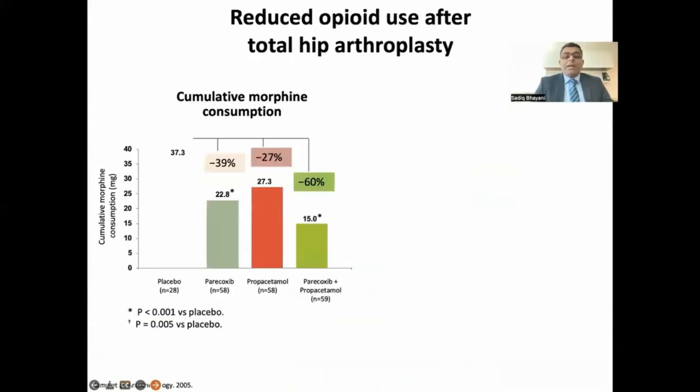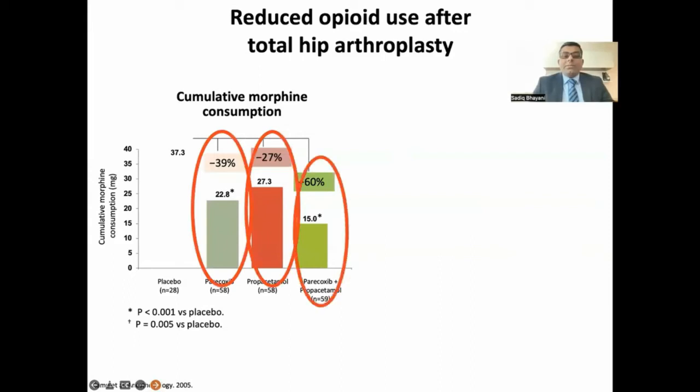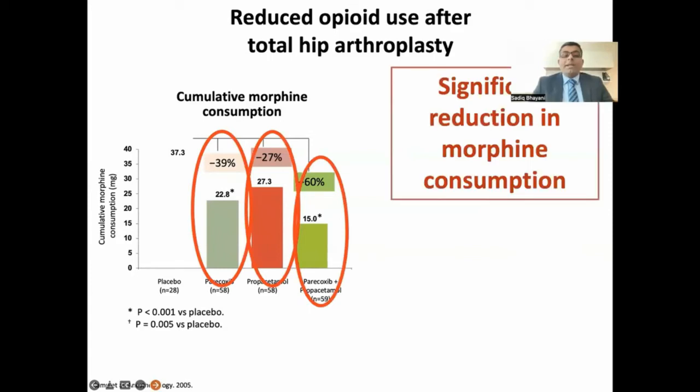And as we know, if the patient continues to take morphine for a prolonged period of time post-operatively, they are more likely to develop chronic pain. So reducing opioid use is one of the aims for reducing the chronicity of pain. Looking at this particular study as well, if you use anti-inflammatories like parecoxib on its own, it will reduce the consumption of morphine by 27%. If you use it with paracetamol, then it's a double whammy effect. There'll be a significant reduction in morphine consumption.